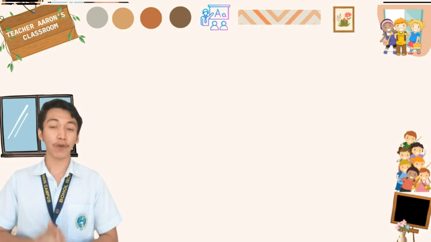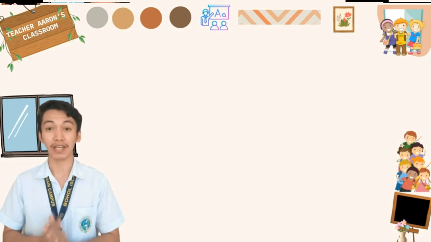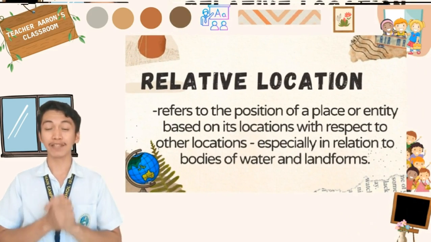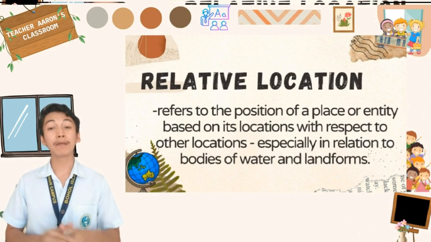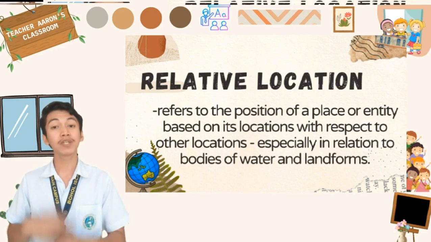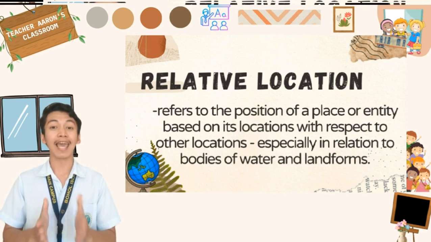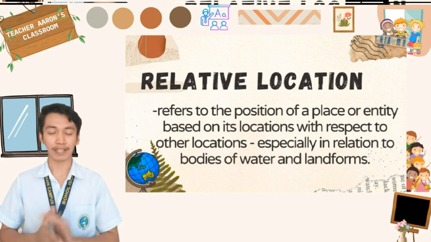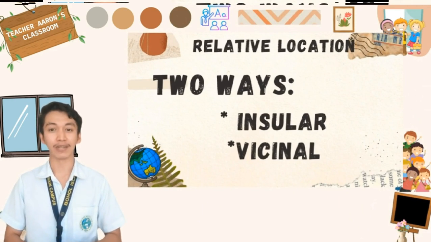Okay, so aside from absolute location, we can also describe the Philippines' location by relative location. So what is relative location? This refers to the position of a place or entity based on its location with respect to other locations, especially the bodies of water and landforms. So there are 2 ways of relative location: the insular location and vicinal location.